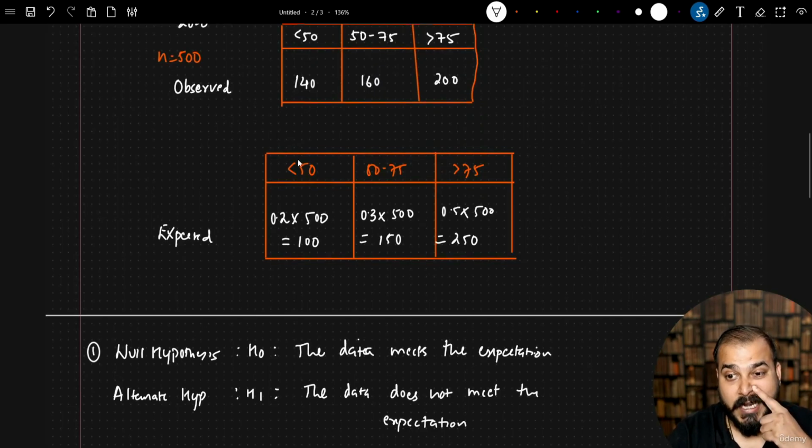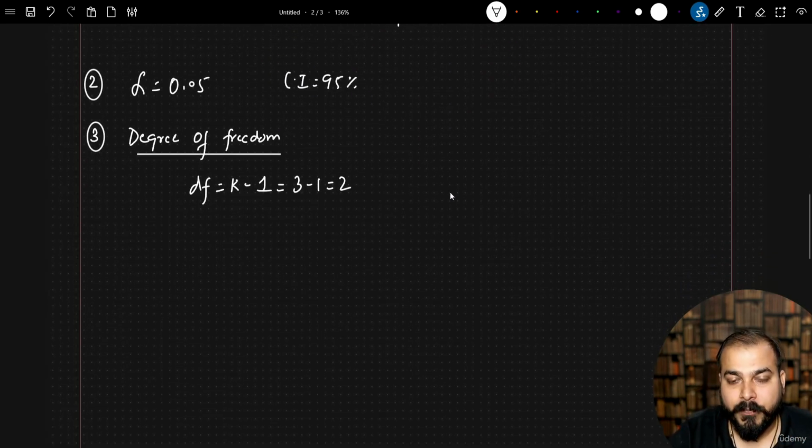Minus 1 is just 2. I have 3 categories: 1 category, 2 category, 3 category. Okay, now this is clear. Now the fourth step is basically called the decision boundary.